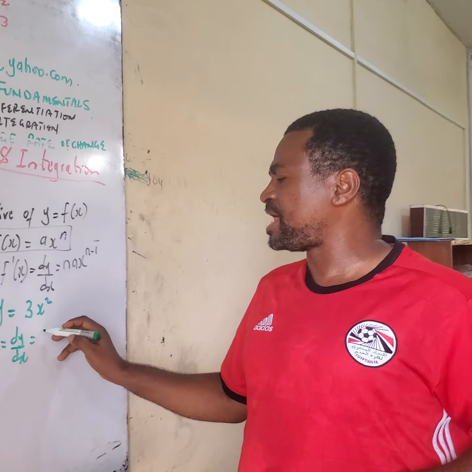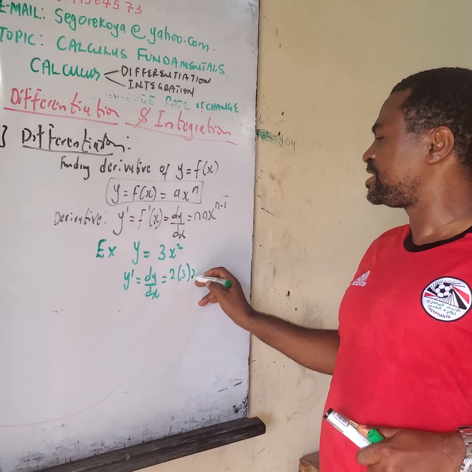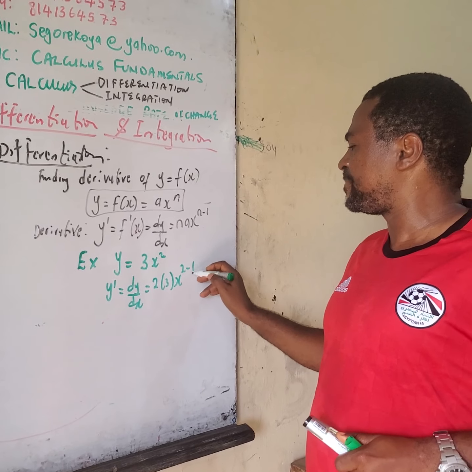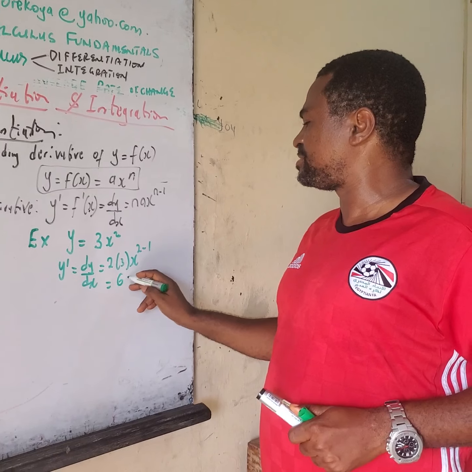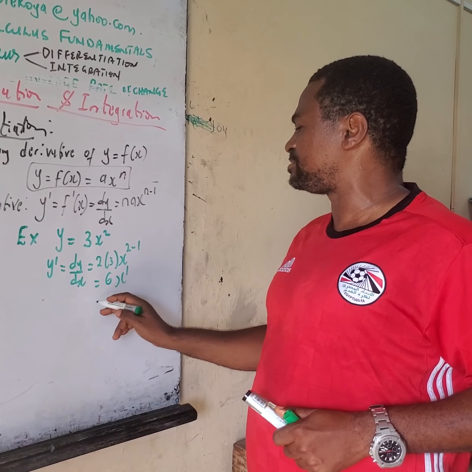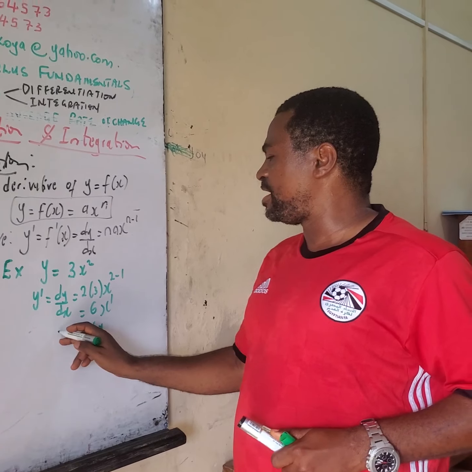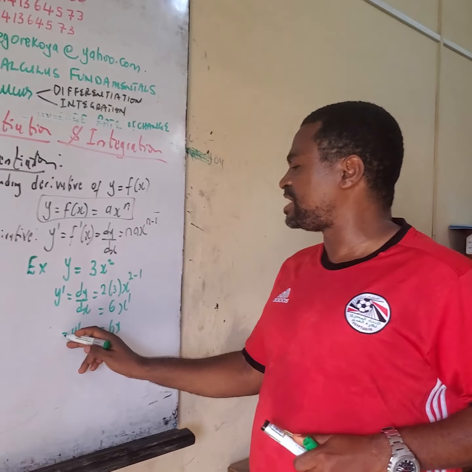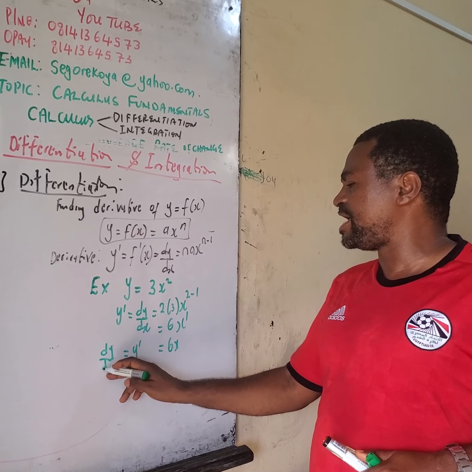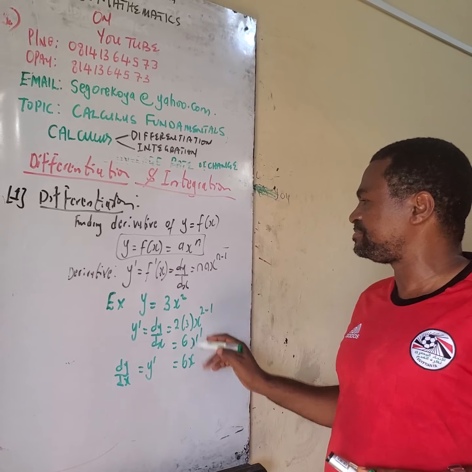So use this power to multiply. That is 2 times 3. Then you subtract 1 from here. So 2 times 3 will give you 6, x raised to power 2 minus 1, which is 1. So the y prime, which is the same as dy/dx, is given as this.